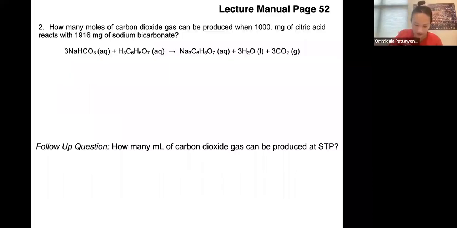Okay, so in this case, it's giving you the mass of citric acid and also the mass of sodium bicarbonate as well. And it's asking for the mole of carbon dioxide. Okay, so this is what it's asking: mole of CO2.